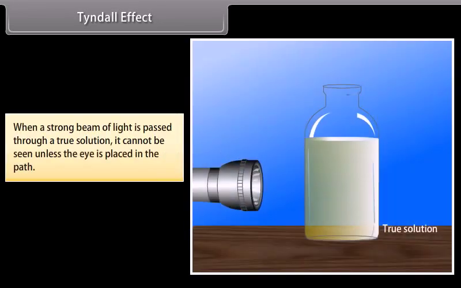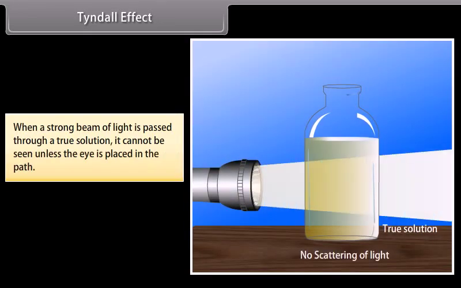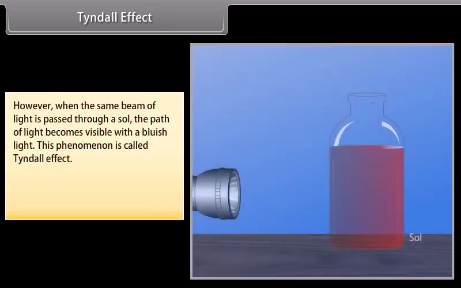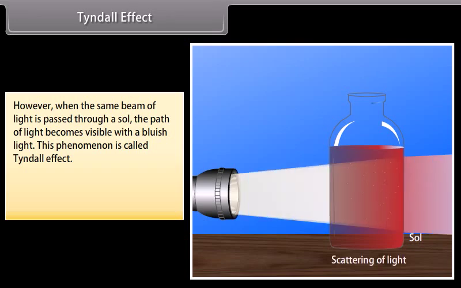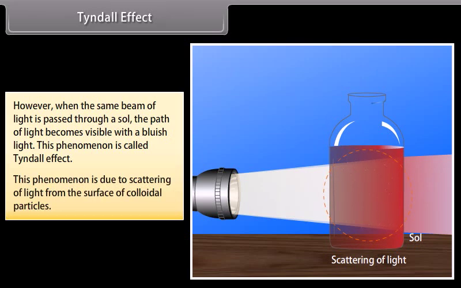Tyndall effect. When a strong beam of light is passed through a true solution, it cannot be seen unless the eye is placed in the path. However, when the same beam of light is passed through a sol, the path of light becomes visible with a bluish light. This phenomenon is called Tyndall effect. This phenomenon is due to scattering of light from the surface of colloidal particles.